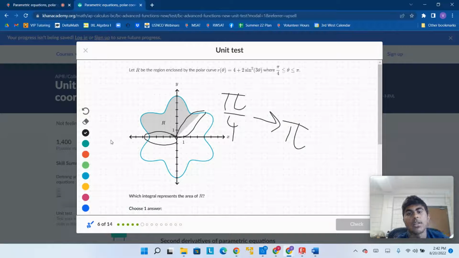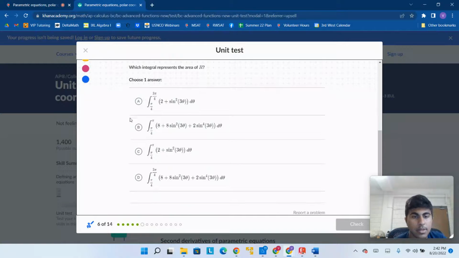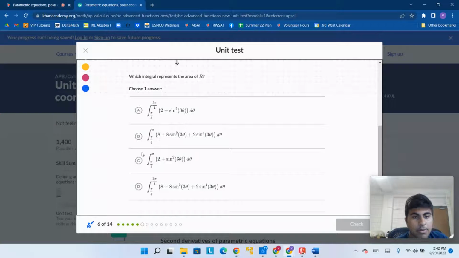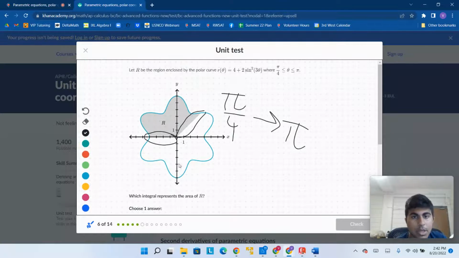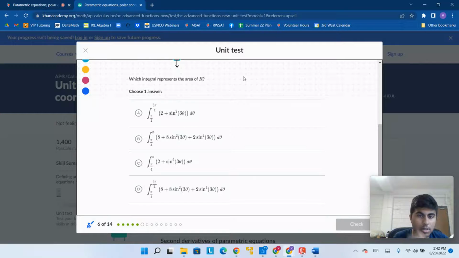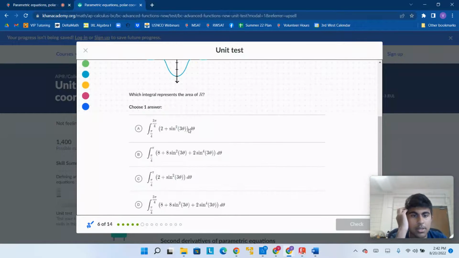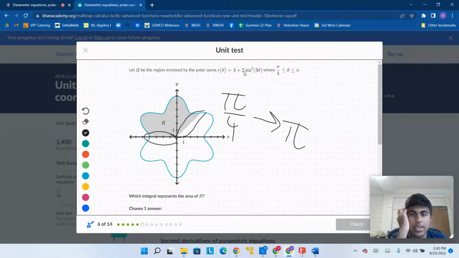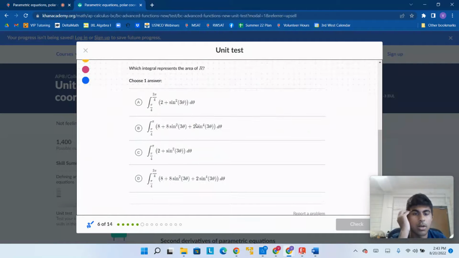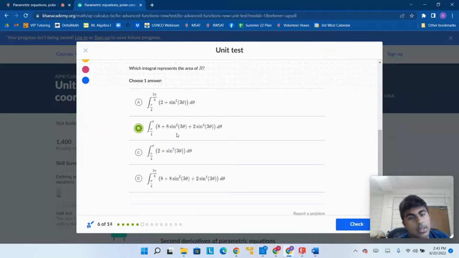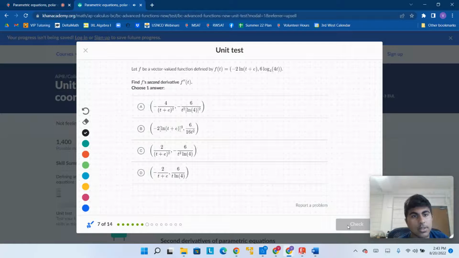4 plus 2 sine squared 3 theta, going from pi over 4 to pi. You have to square this part. Right? Is this what you end up with right here? Let's see. You square that, it becomes 16 plus 16 sine squared 3 theta plus 4 sine to the 4th 3 theta. Then you have to divide by 2 and you end up with this. All right, so this is our answer, and we can keep going to the next question.